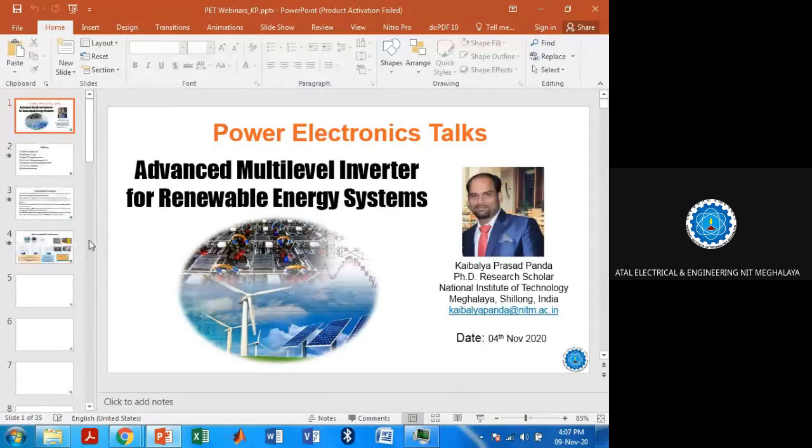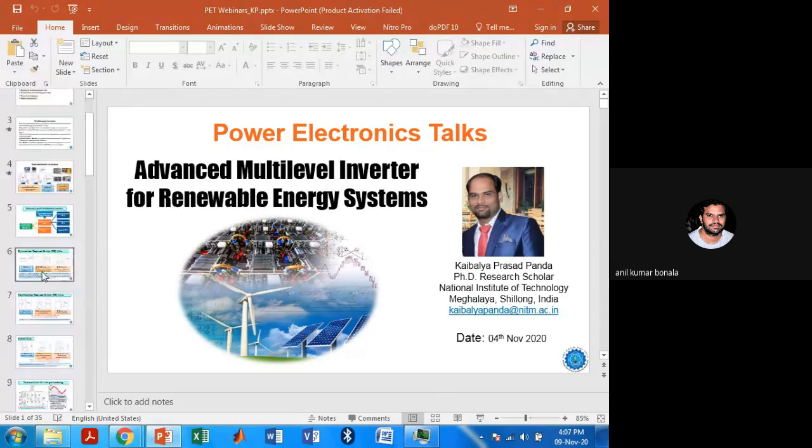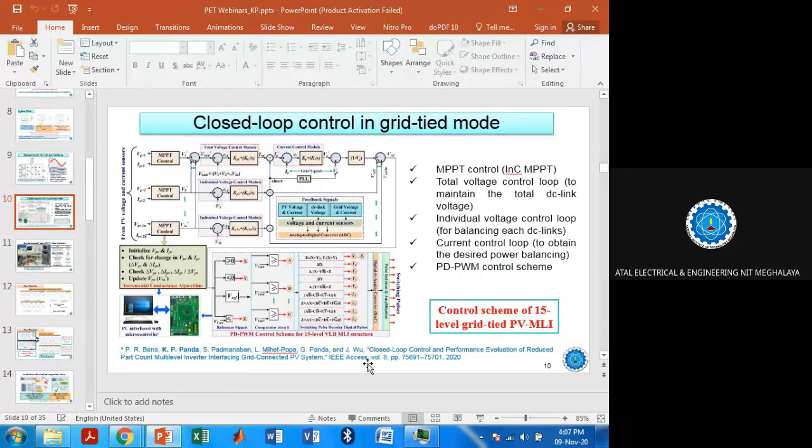Hello. Yes. Am I audible? Now it is clear. Your voice was breaking. So what I'm saying is, when I design switched capacitor type inverters, this power level is the more important concern. But up to this point, I've not discussed power level. I'll be discussing in the switched capacitor type how this power level plays a major role.